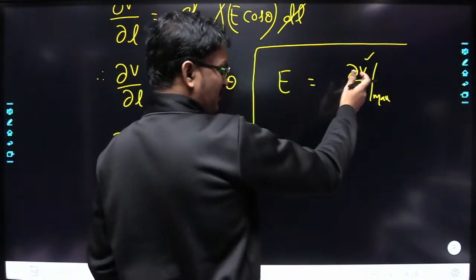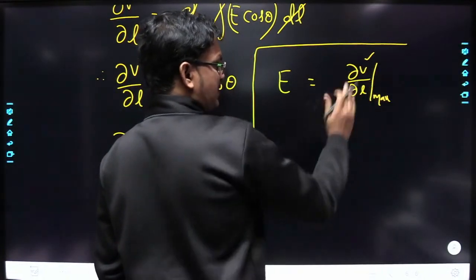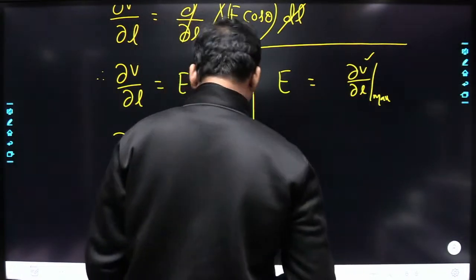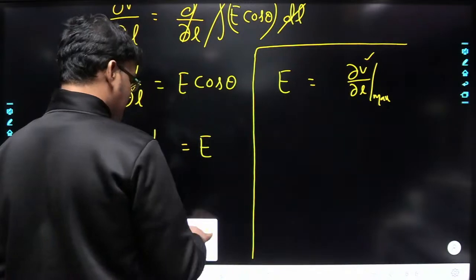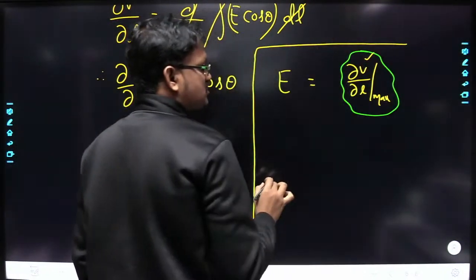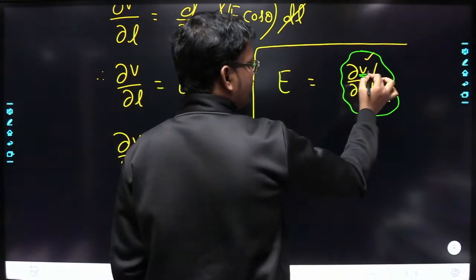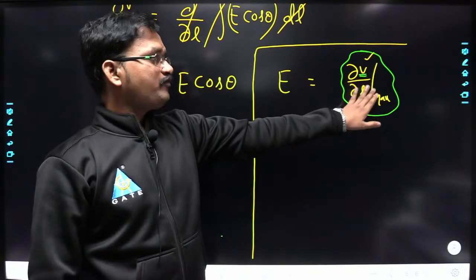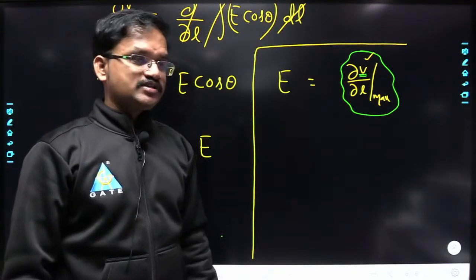So the slope of the scalar field is maximum, that is ∂V/∂L maximum. So what does it represent here? It represents the steepest slope or maximum slope of the scalar field at a point. So what is it nothing but?